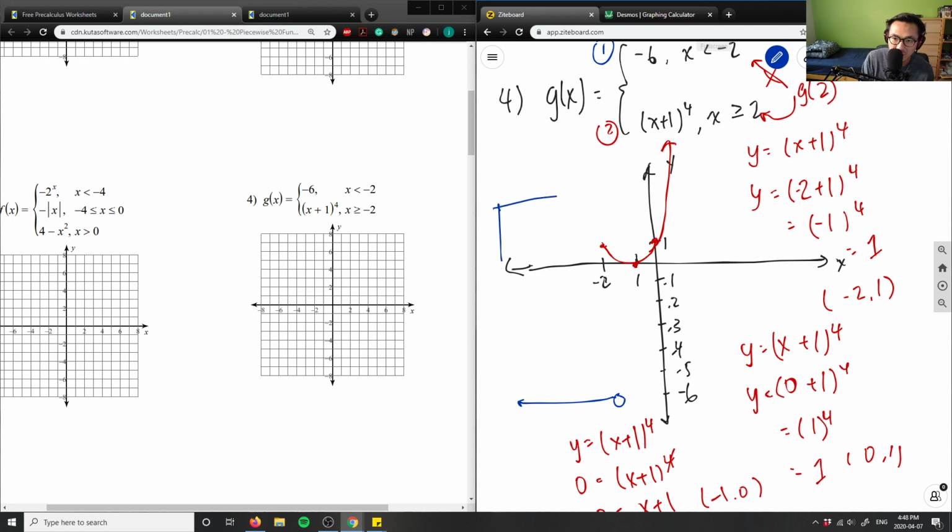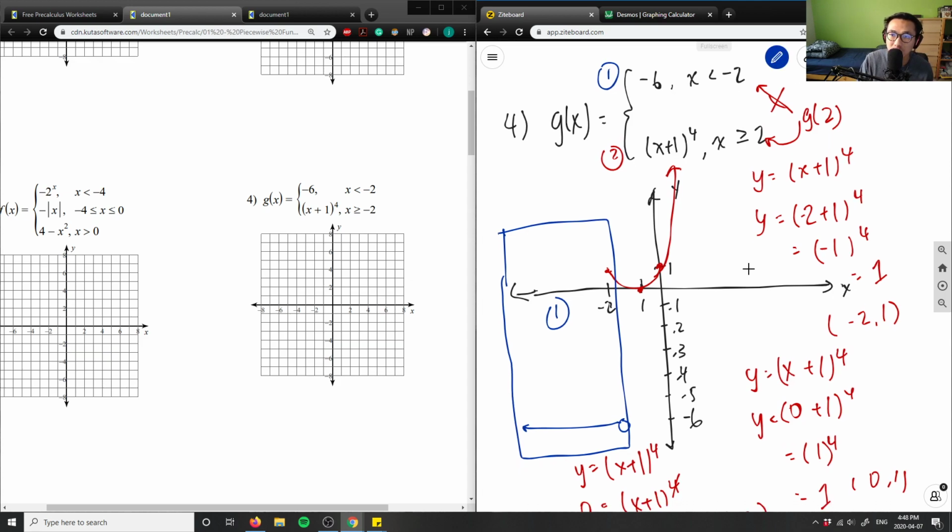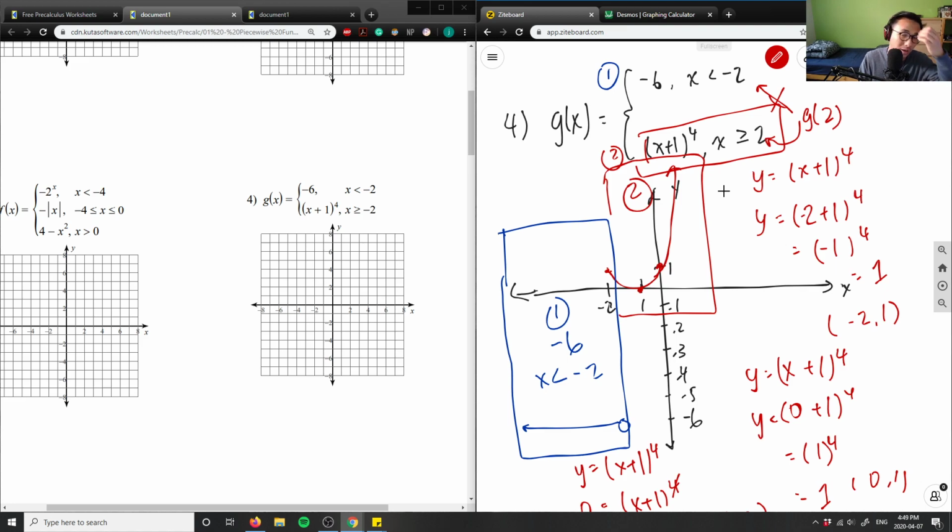So again, this part here is if x is part 1. I stated that part 1 is -6 if x is less than -2, right? And then this red part here, this part is 2, and it satisfies this function here: (x plus 1) to the power 4 if x is greater than or equal to 2. That's going to be my function here as well.